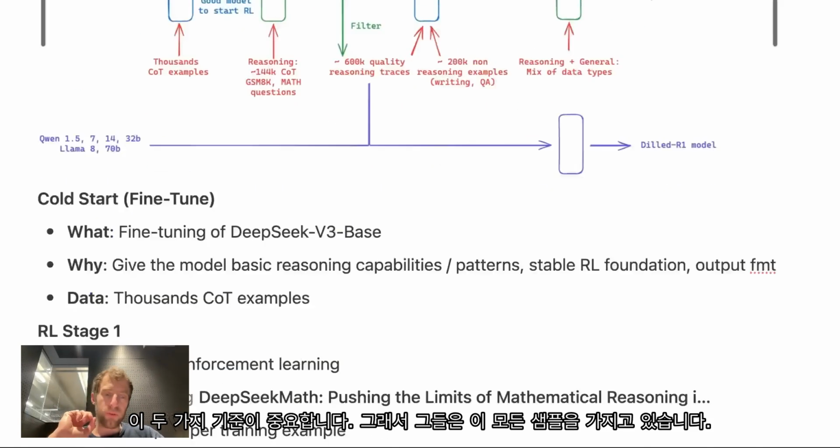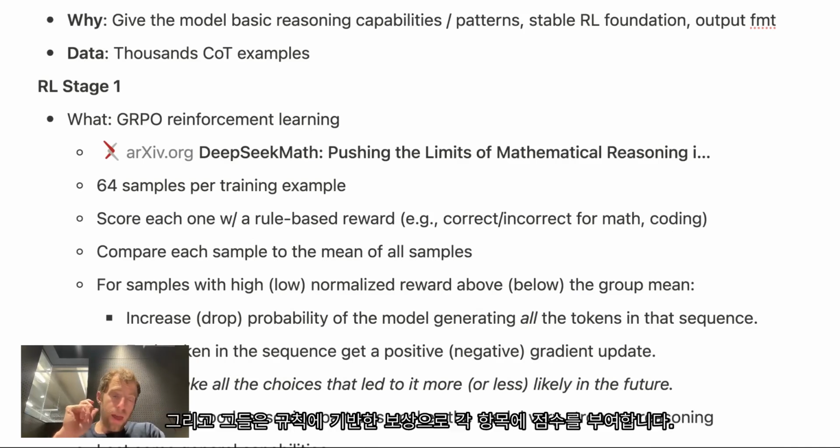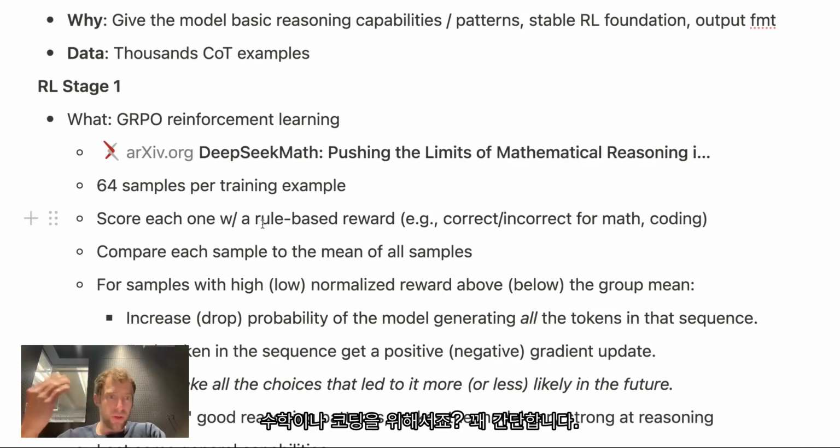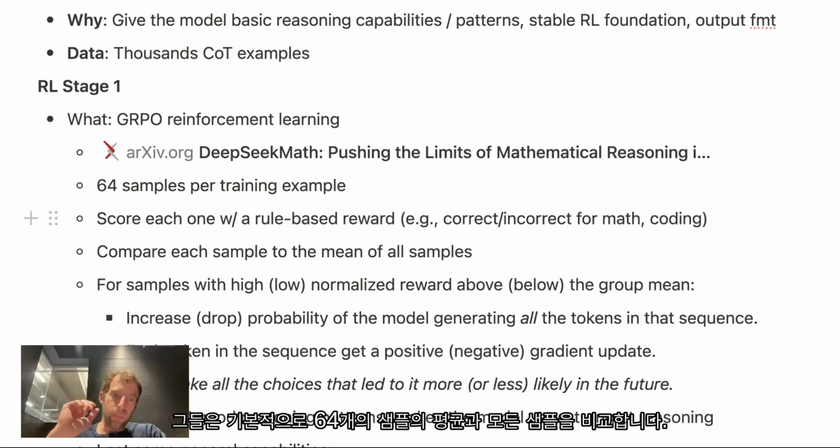So they have all these samples. Now what they're doing is for every training example, they actually produce 64 samples, or 64 different attempts to solve the problem. And they score each one of those with some rule-based reward, like correct or incorrect for math or coding, right? That's pretty straightforward. Now, here's where it's kind of interesting. They basically compare every sample to the mean of all samples in this 64 sample batch, okay? So that's kind of what they do.